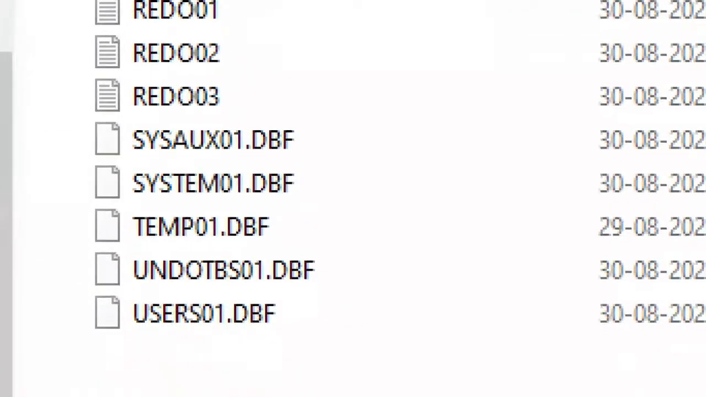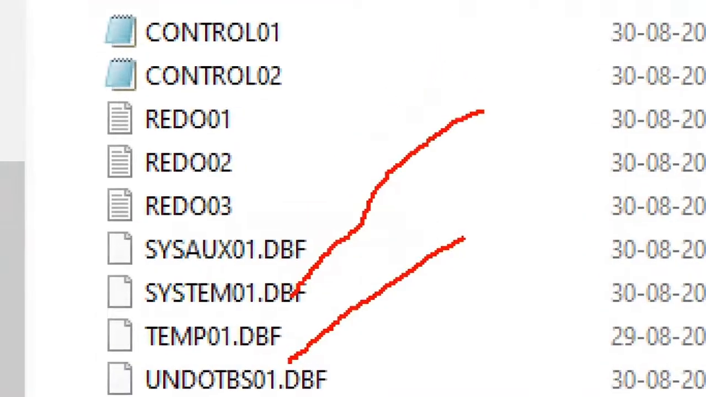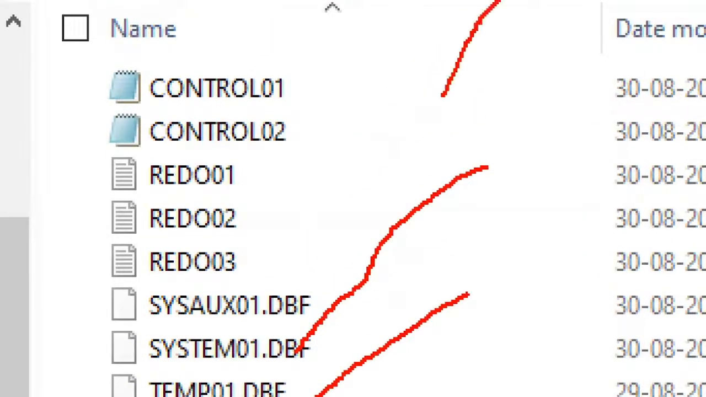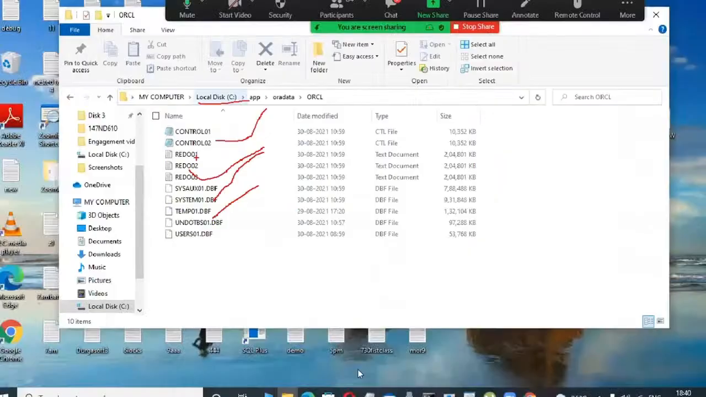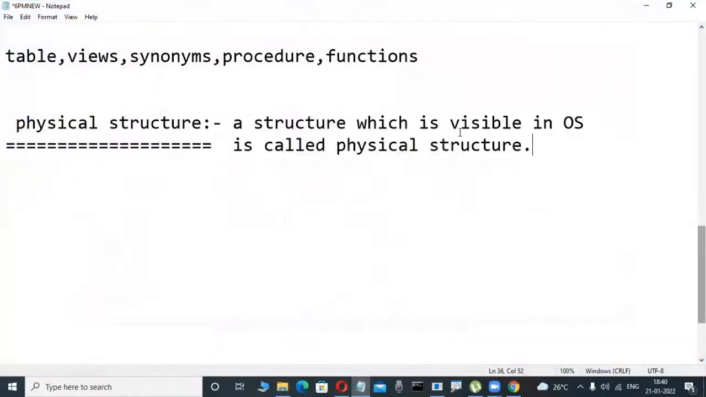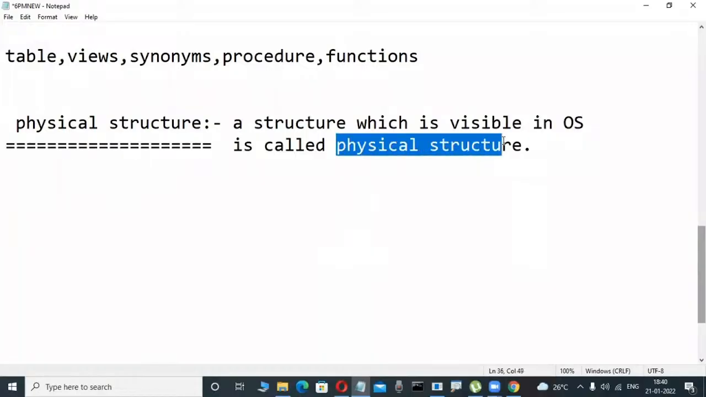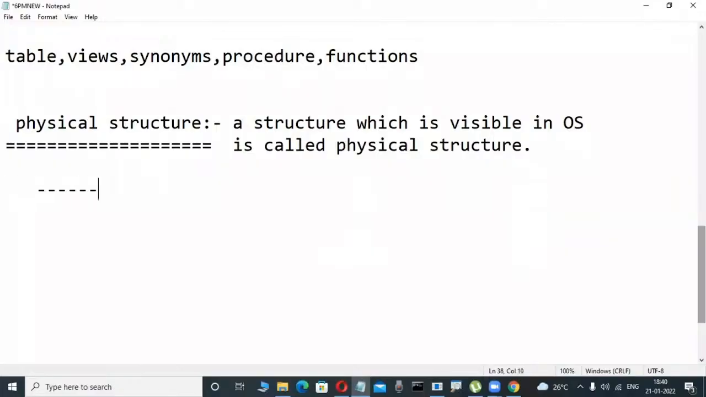These are data files, .dbf files, and so on. You don't have an idea yet, later you will be familiar. Control files, redo log files. These files are a structure visible in the operating system. That is called physical structure. But who works in the physical structure? Not you, not me. Some different type of persons are working: DBAs, database administrators.